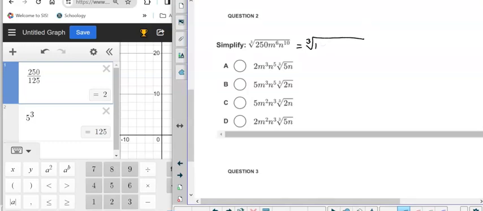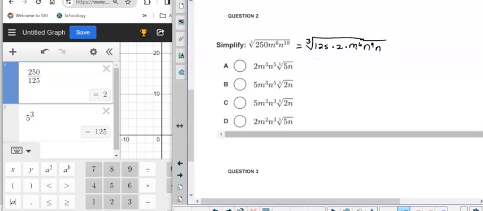So which means that I can break this down to say 250 is equal to 125 times 2. And then the 6, it has to be divisible by 3 because for every 3, 1 comes out. So I can leave 6 alone because I can do 6 divided by 3. But 10 is not divisible by 3. So I have to say maybe 9, because 9 is divisible by 3, and then leave 1 remaining.